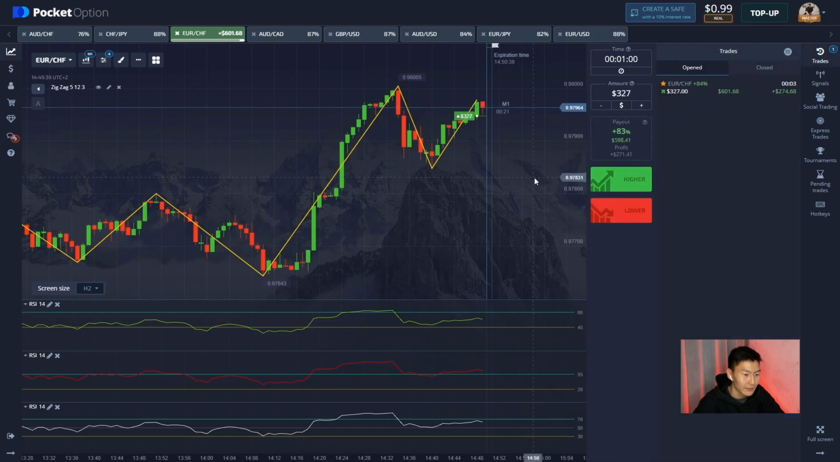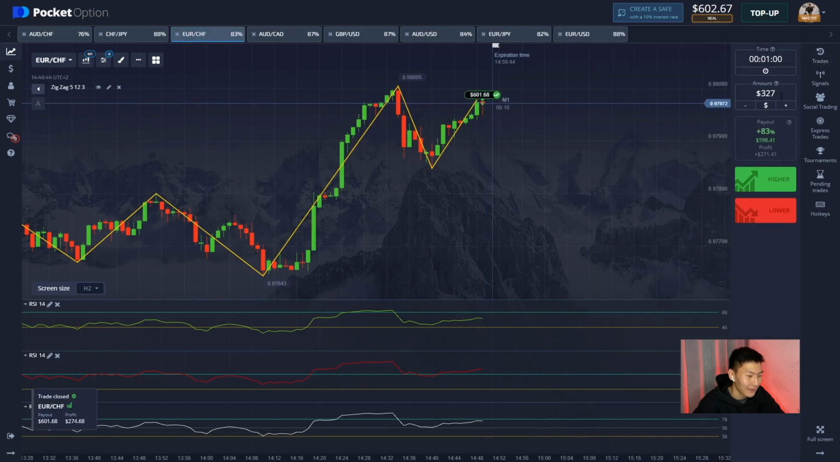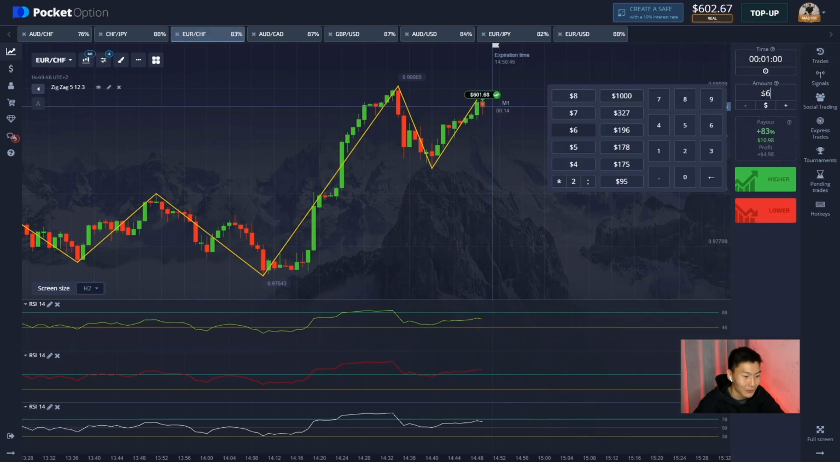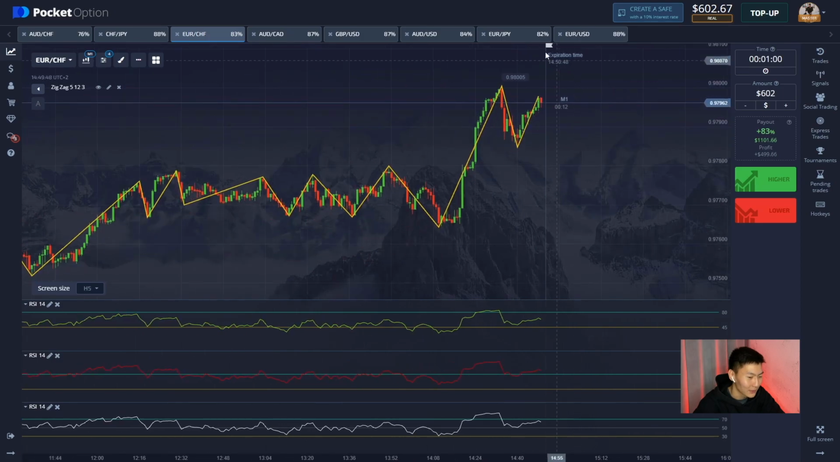There are several seconds left before the closing, and our position is in profit again. And let's carry on. We're not gonna stop here, and let's find the next currency pair.